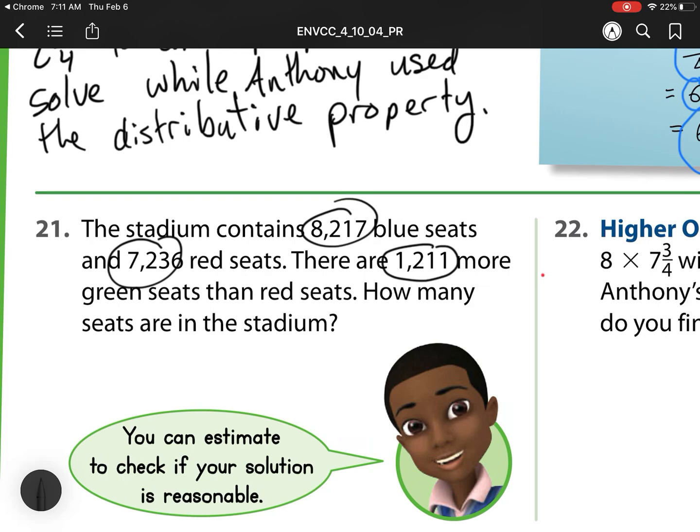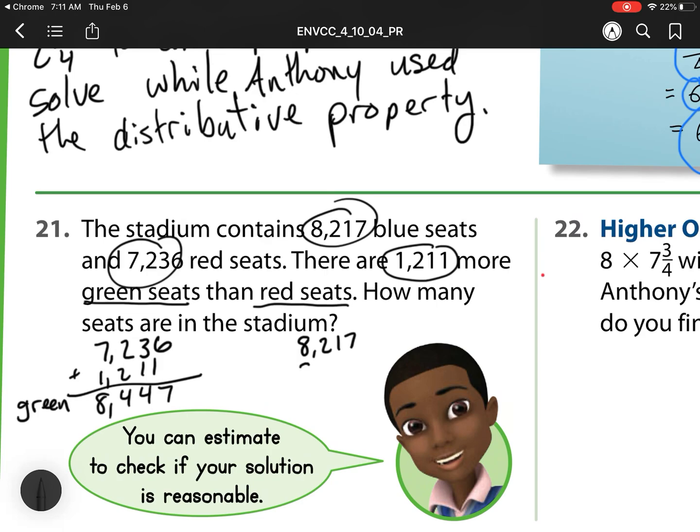Well, here we need to figure out my green seats because it doesn't tell us that, and we're comparing it to red. So I'm going to have to take my red seats, and that "more than" means I need to add it. So what I'm doing right now is I am finding the green seats. So there are 8,447 green seats. So now I need to add up all of my seats together and see what number I come up with.